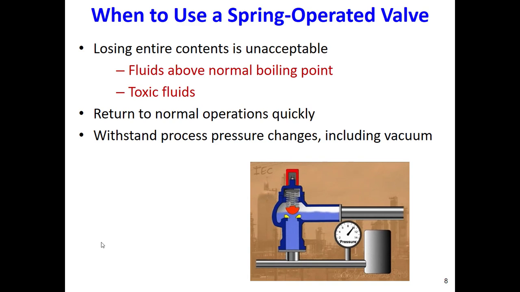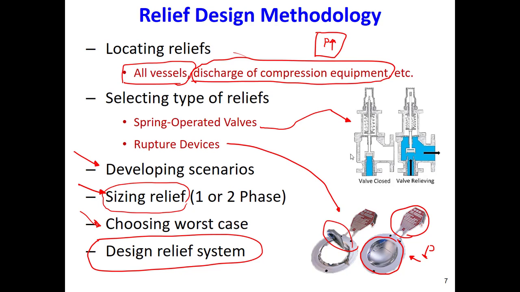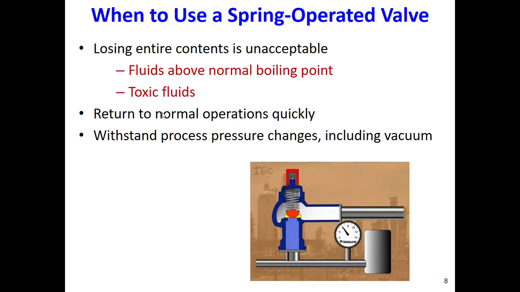So, as I said, we can use spring operated relief valves or rupture devices. Relief valves usually have a spring, which is why we call them spring operated. Here you can see in this animation that I put for you, at first the pressure in the line is not high, so this valve is closed. Once the pressure in this line increases, the fluid, the liquid or the gas, will push this spring up, and the gate will open and relieve the pressure.